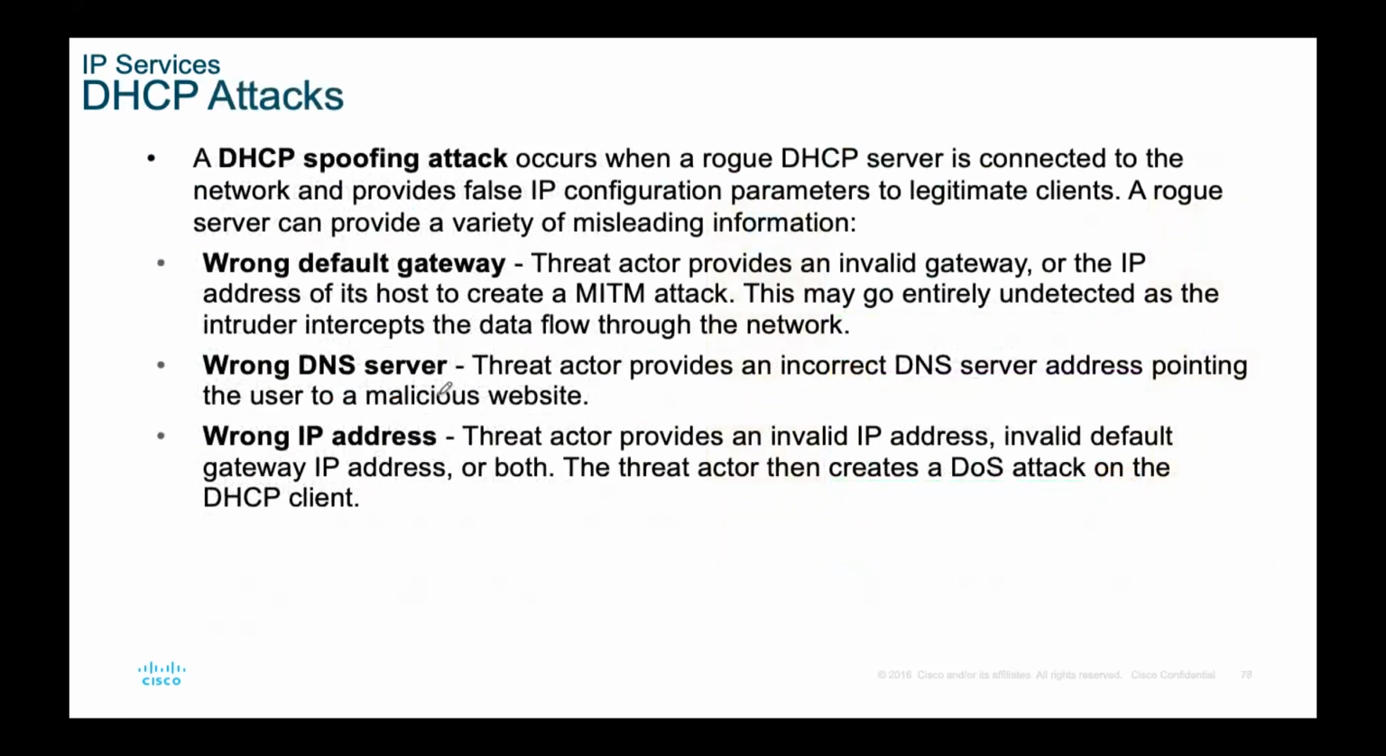DHCP attack. A DHCP spoofing attack occurs when a rogue DHCP server is connected to the network and provides false IP configuration parameters to legitimate clients. A rogue server can provide a variety of misleading information.